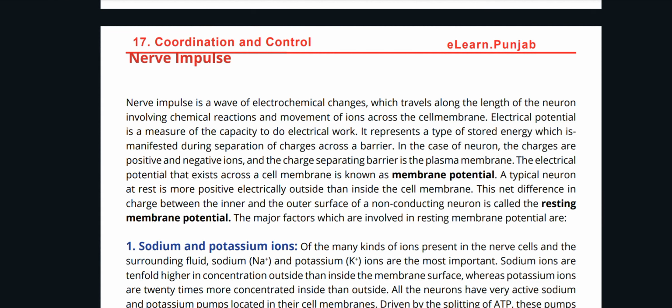Moving on to nerve impulse. Nerve impulse is a wave of electrochemical changes which travels along the length of the neuron, involving chemical reactions and movement of ions across the cell membrane.